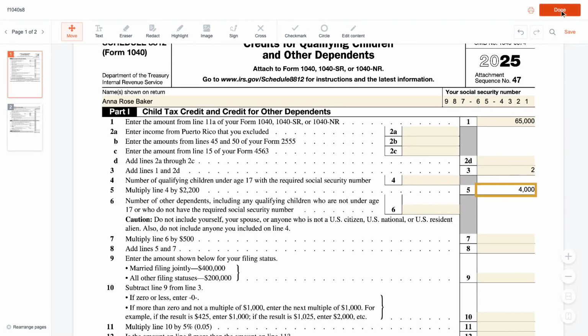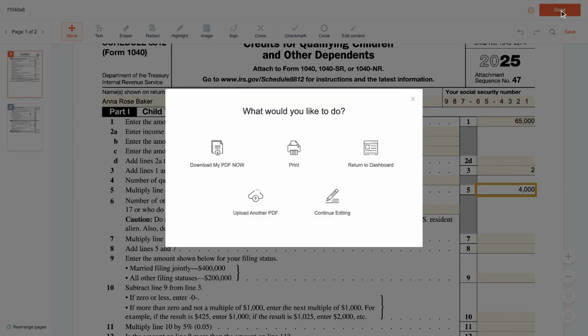The schedule then compares your credit to your tax and figures how much, if any, is refundable as the additional child tax credit. Double-check that each child has a valid Social Security number, the most common reason this credit is reduced or denied.